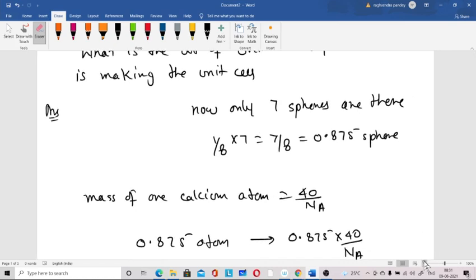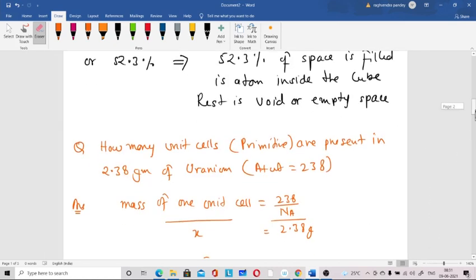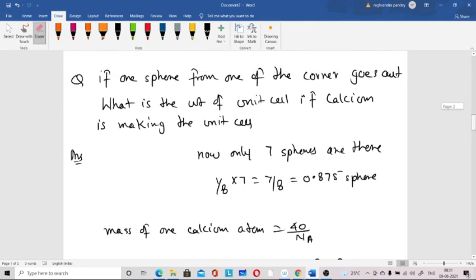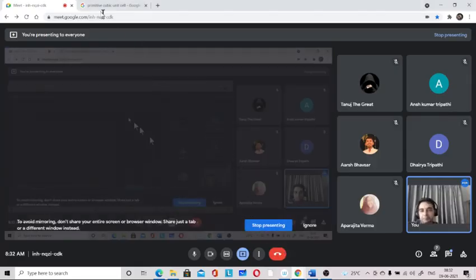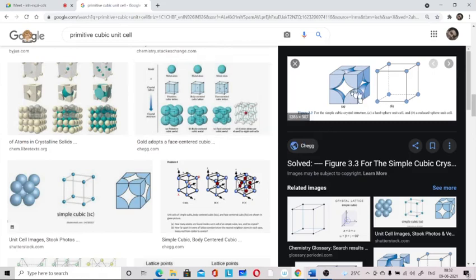You want to see the question? This is the question. Yes. Total one. It's not total eight. There are eight spheres at the corner. Only that I told you here. Only eight.